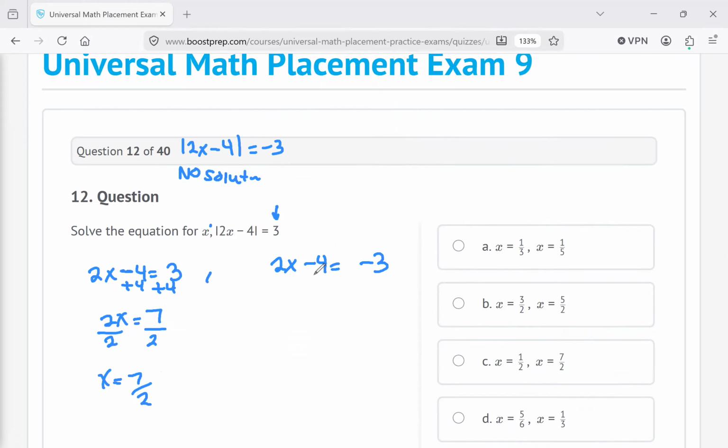Same thing here. You're going to add 4 to both sides. You get 2x equals 4 minus 3, which is 1. Then divide by 2, and you get x equals 1 half. Okay, so those are my two x values, 7 halves and 1 half.